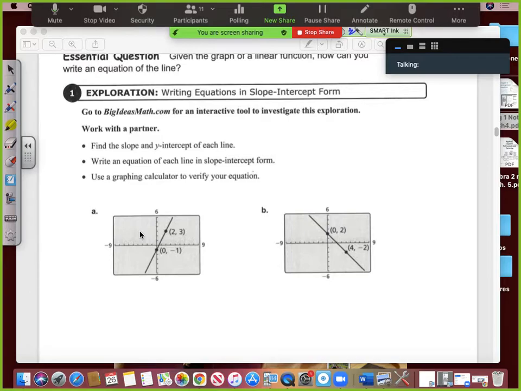Wait, I have a question. So when it's like 3 minus -1, doesn't that turn into like a plus or something?